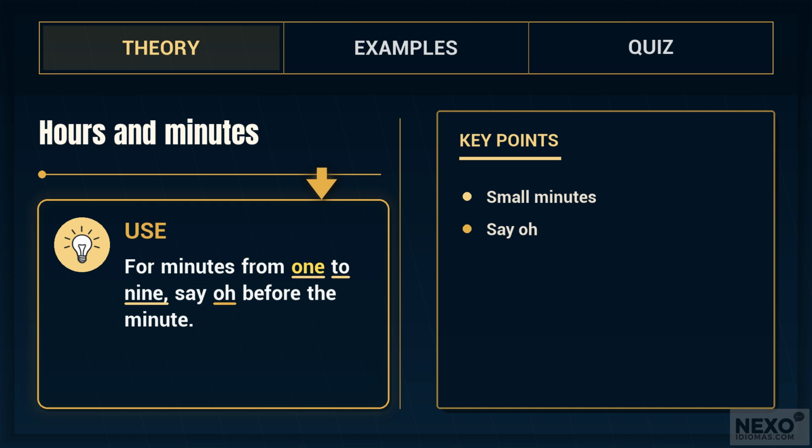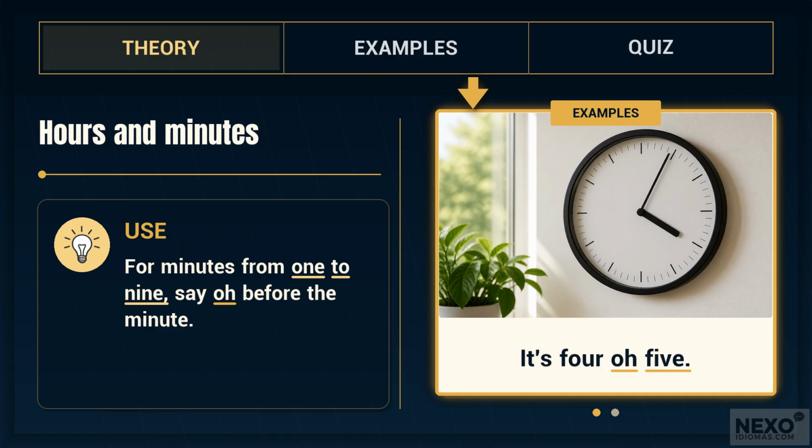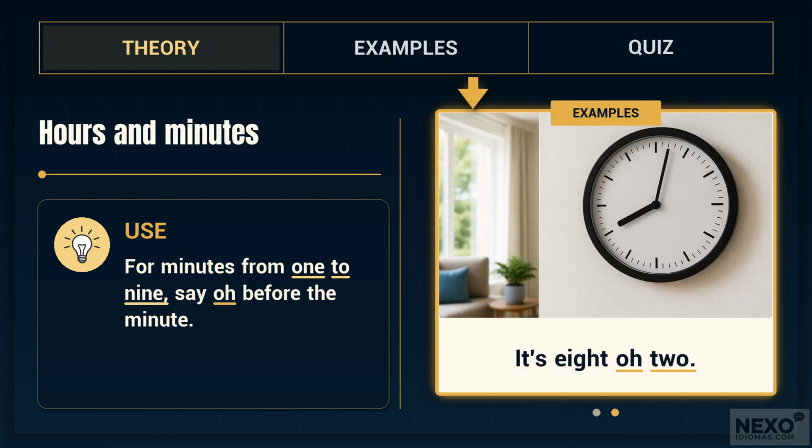For minutes from 1 to 9, say O before the minute. Example. It's 4:05. Example. It's 8:02.